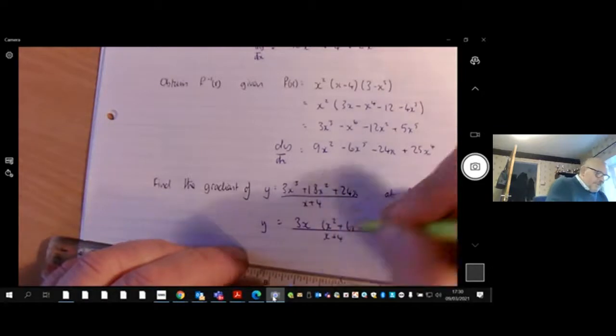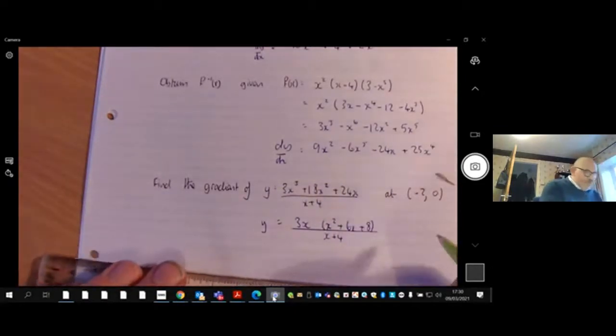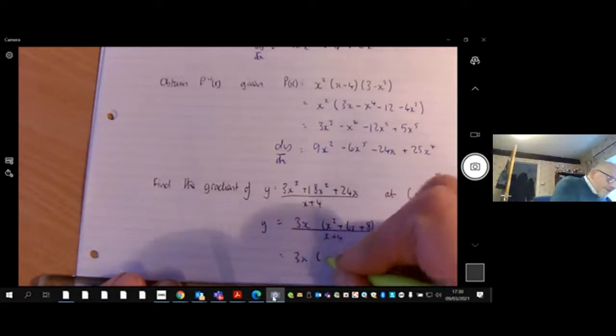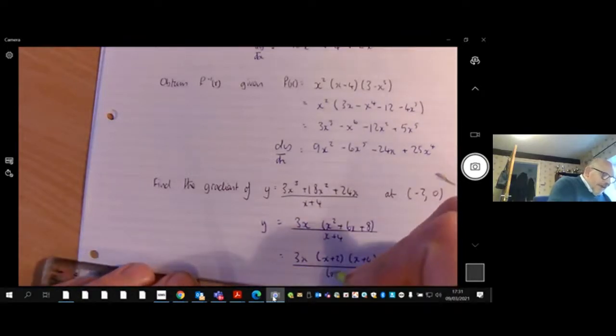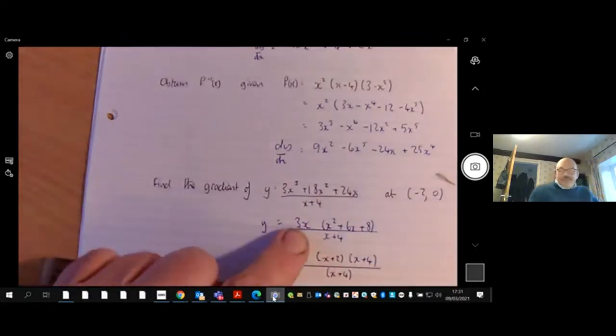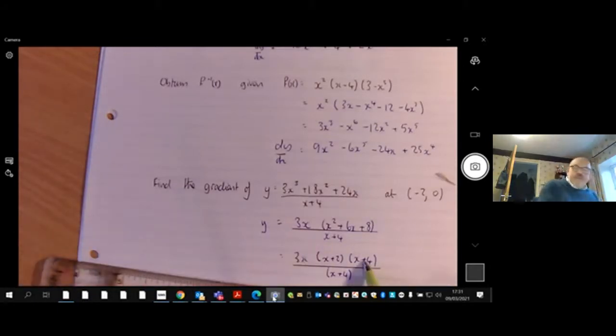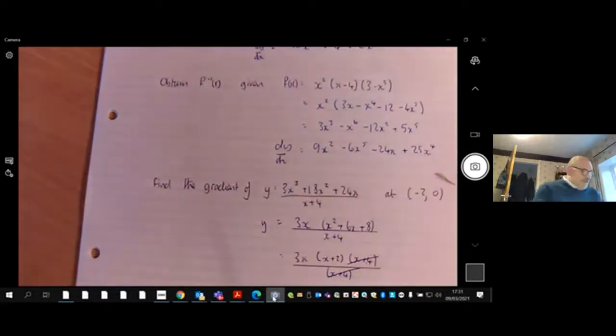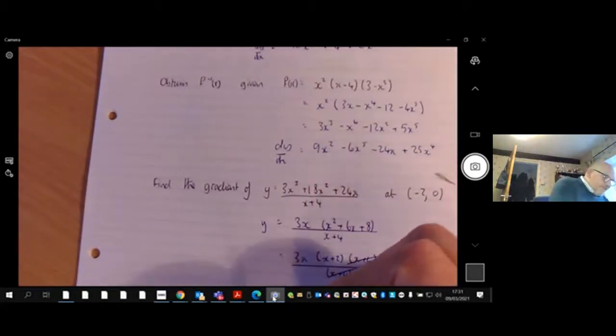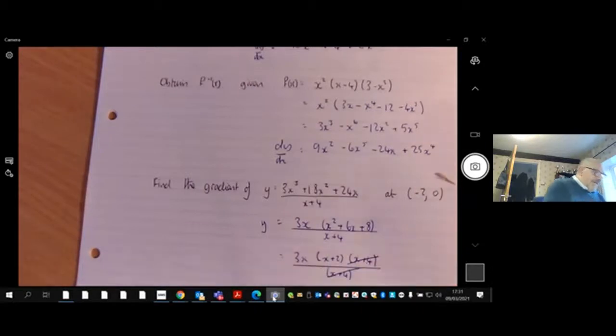Sorry, x plus 4. And now factorise, which equals 3x, x plus 2, x plus 4 all over x plus 4. If you didn't take out that 3x first, you might well not have the x plus 4. You might have 3x squared plus 12x there. And actually, would you spot that it would factorise out? So now it will cancel. Easy. Okay. Now we still can't actually differentiate it because we've got the bracket. So now we've got to expand that to get me to 3x squared plus 6x.